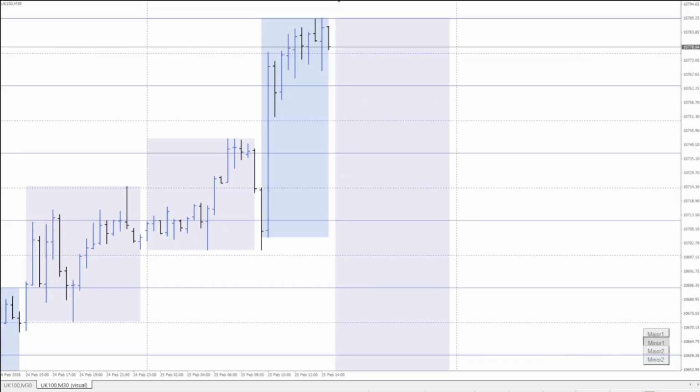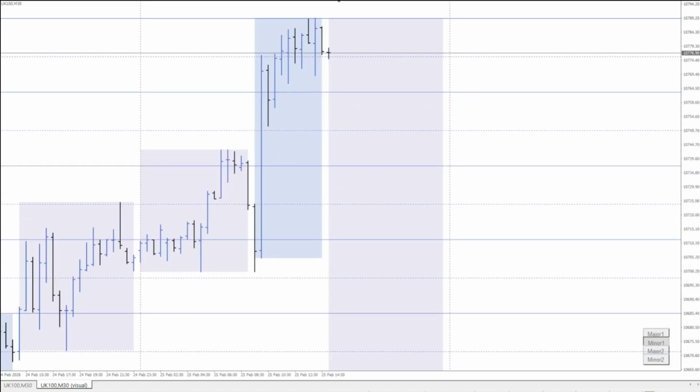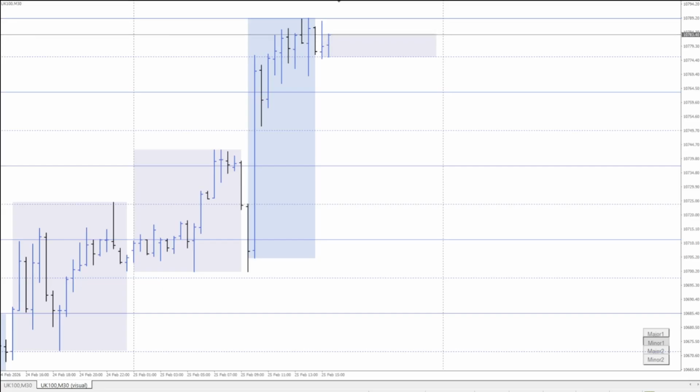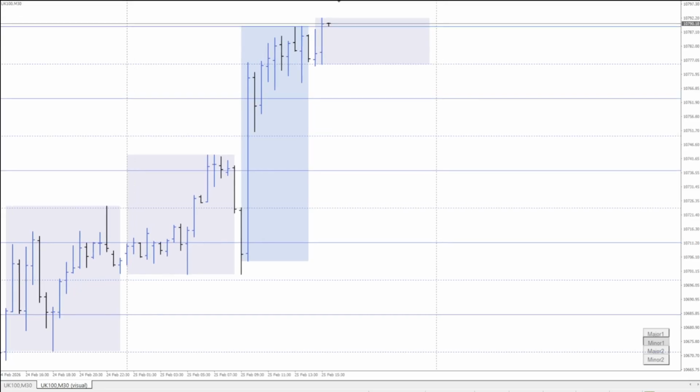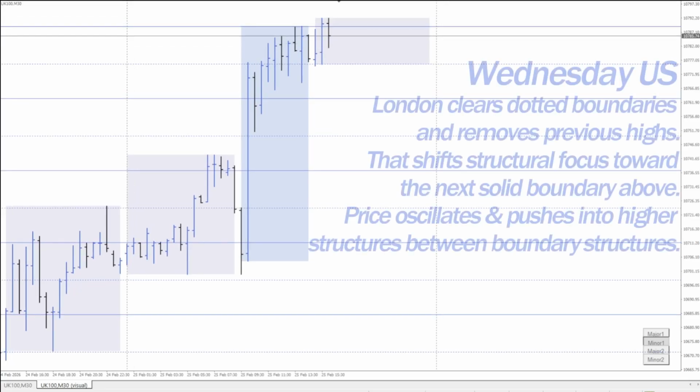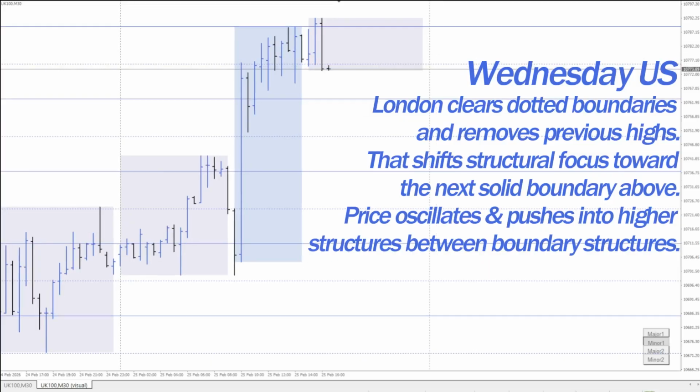London begins pushing higher within the structure. This move now approaches the upper dotted boundary. Price removes previous highs. The move also removes prior session high at structure.